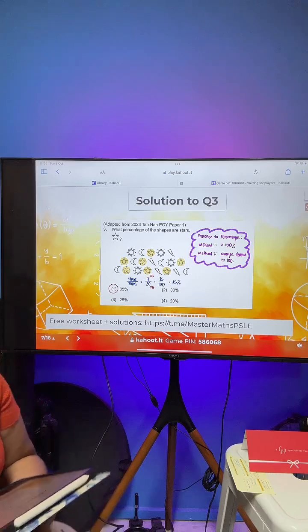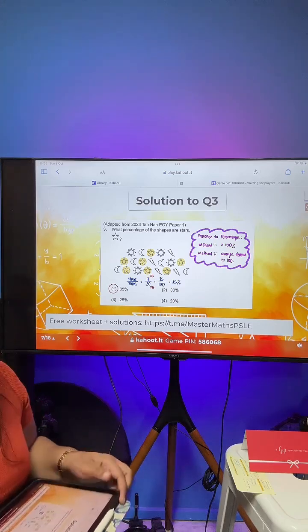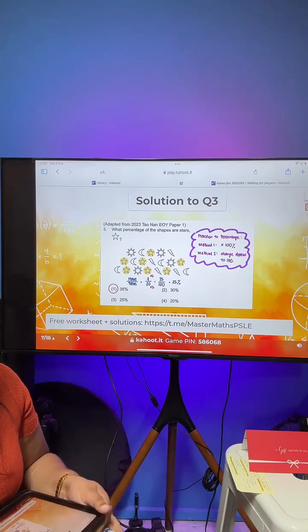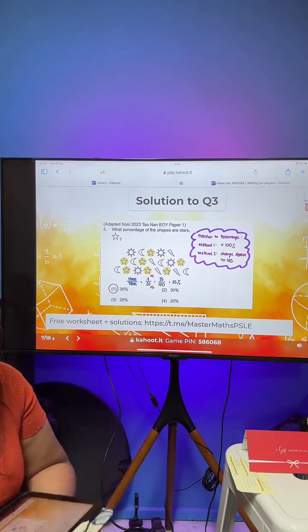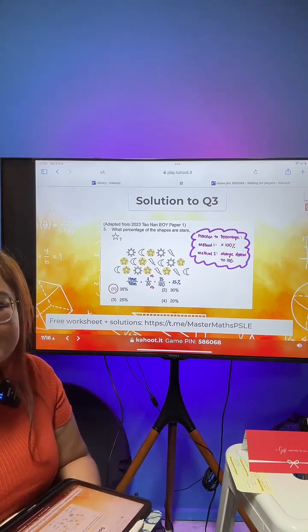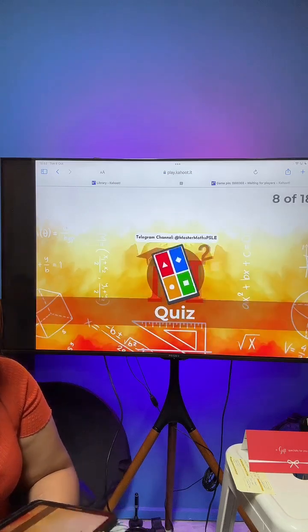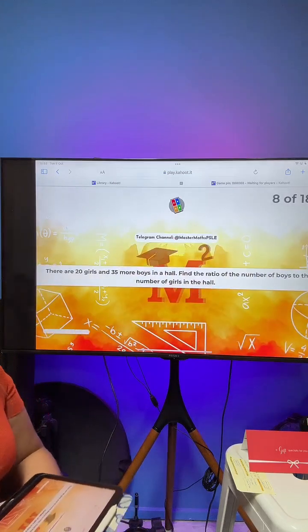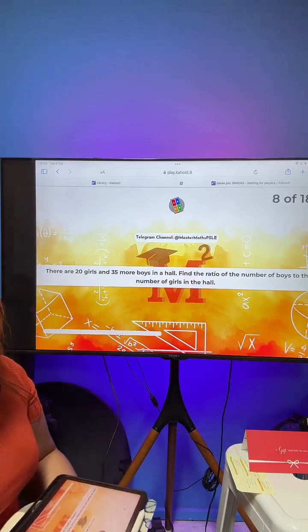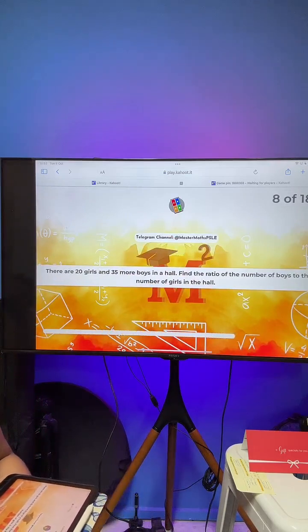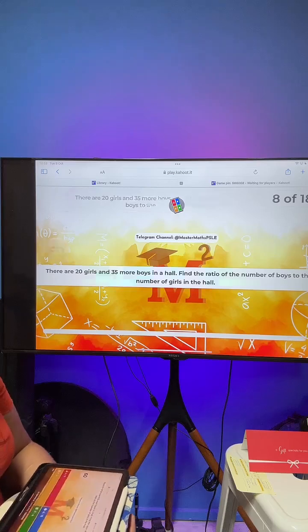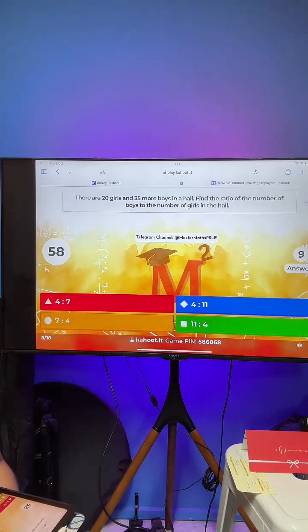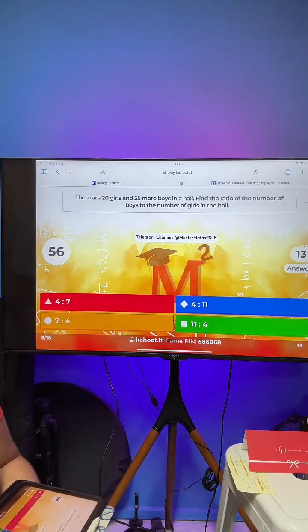Let's go. The pin to the Kahoot is 586068, okay? 586068. Let's move on to question number 4. Question number 4. Okay, this one also quite straightforward. You just have to read carefully, yeah? 20 girls and 35 more boys. Find the ratio of the number of boys to the number of girls in the hall. Okay, let's see.